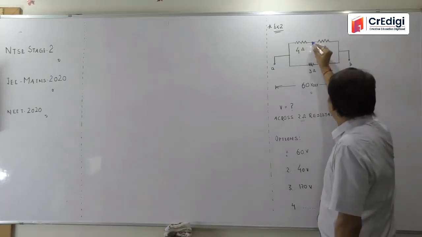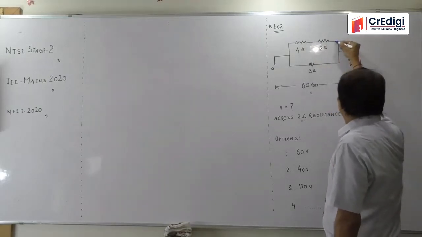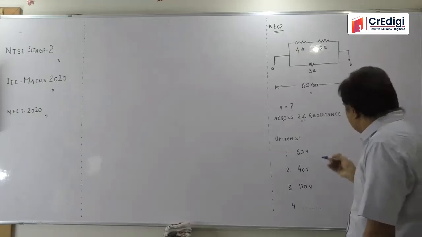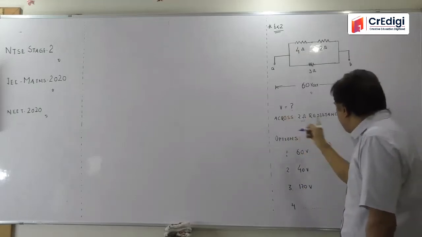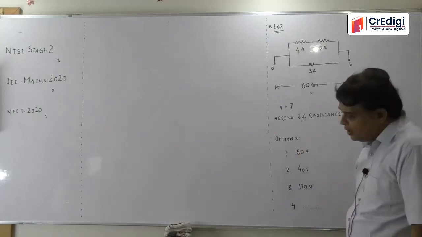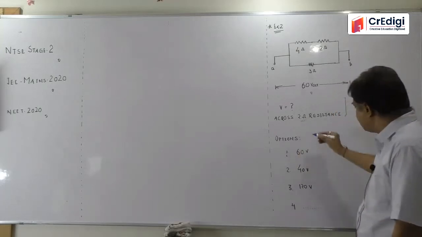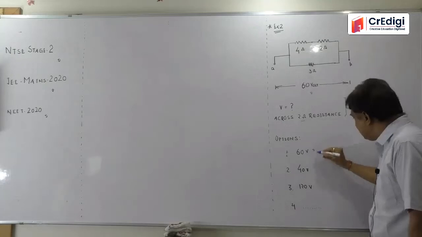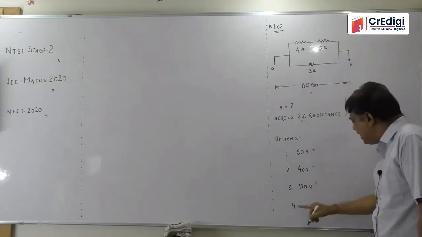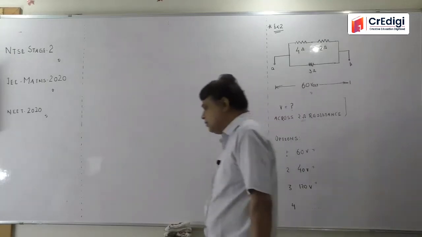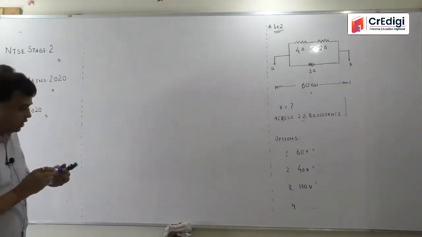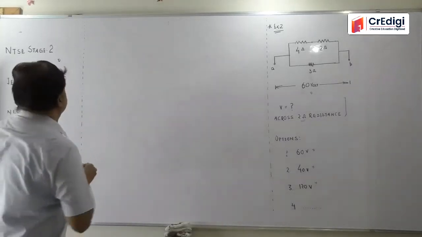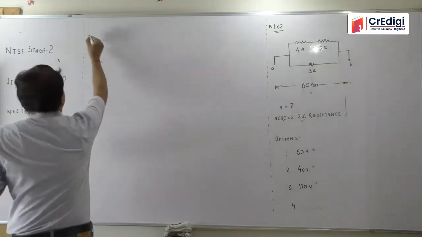Here it is. This is the first terminal, and this is the second terminal. So our objective is to find the potential difference across the 2 ohm resistance, and the options given to you are 60 volt, 40 volt, 120 volt, and one option is hidden. I have deliberately not shown it to you, but let's see what is happening. You try to work out this question, but first come to the concept that I am going to utilize.